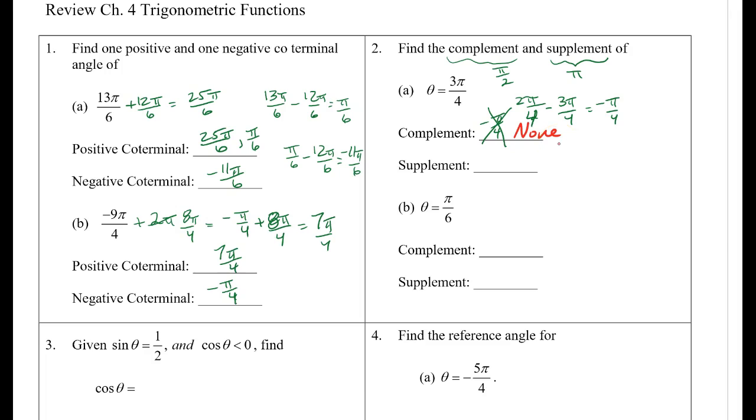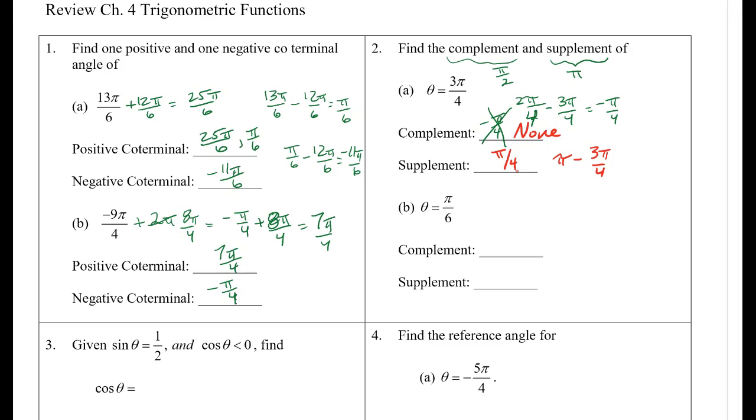The supplement, same thing. I'm going to take pi, because it's 180 degrees. Pi minus 3 pi over 4. We can get common denominators, or you can just think about it. What's 1 take away 3 fourths? I'm left with pi over 4 as my supplement.